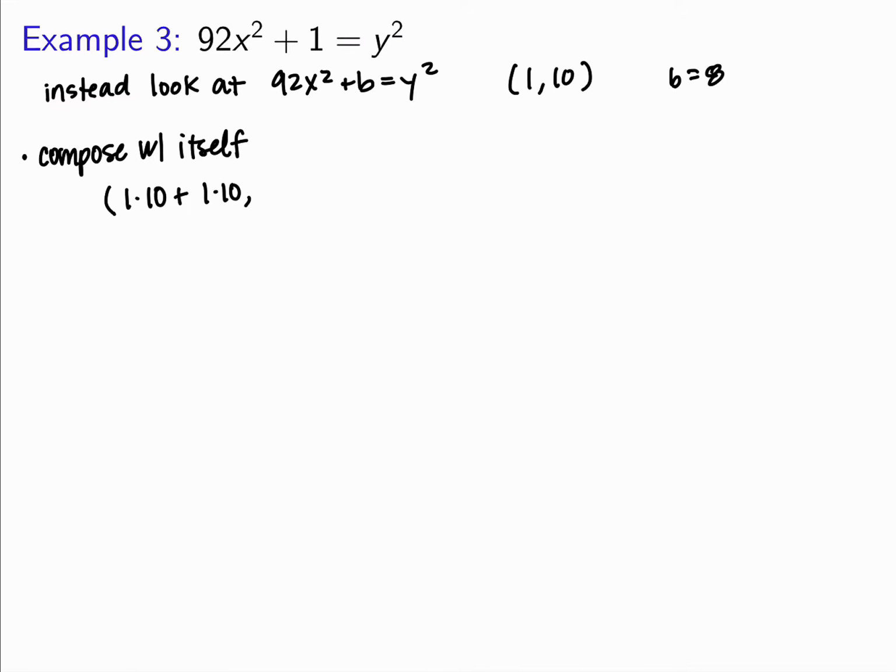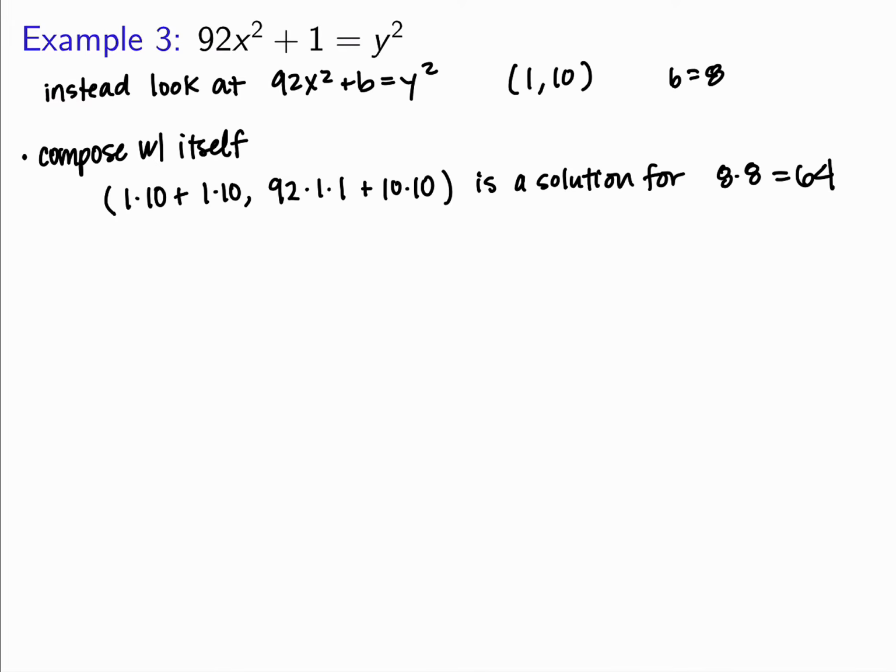So 1 times 10 plus 1 times 10, and then your d, so 92 times your u values, 1 times 1, plus now your v values, which would be 10 times 10. And then this is a solution, and it's your two additives multiplied together. So 8 times 8, or 64.